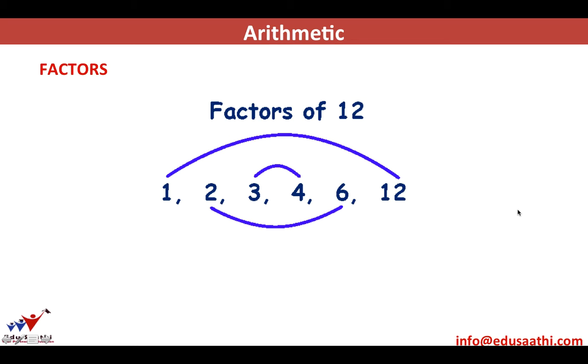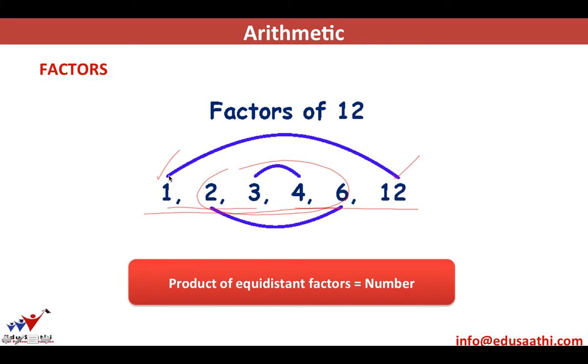So if I look at the factors of 12, as we have just discussed, 1 into 12, 2 into 6, 3 into 4 would give you 12. And there are 6 factors that I have for 12, including 1 and including the number itself. If I exclude the number, I'll have 5 factors. If I exclude 1, I'll have 4 factors for the number 12. And the product of equidistant factors gives you the number itself. Very, very important thing to be always kept into consideration.